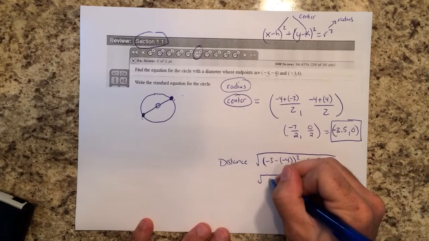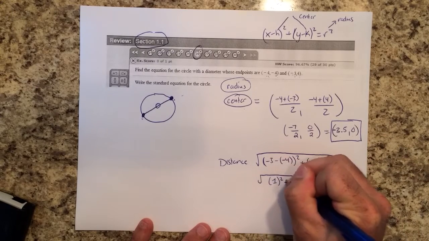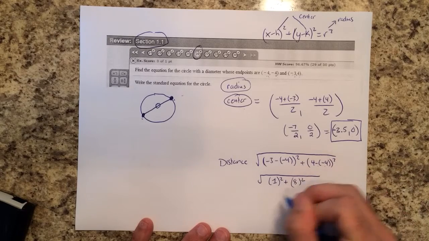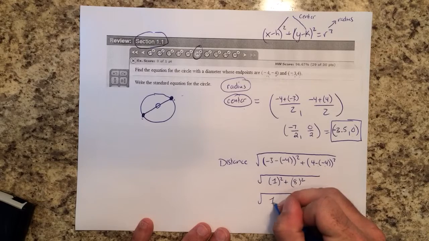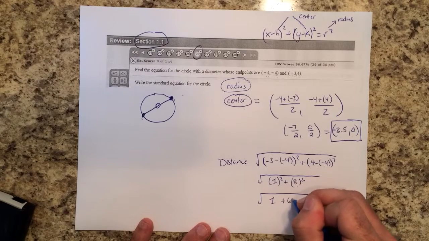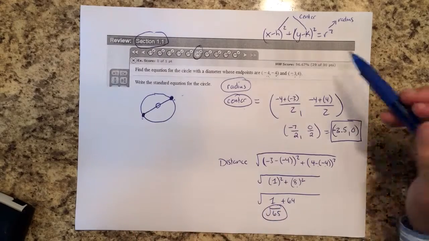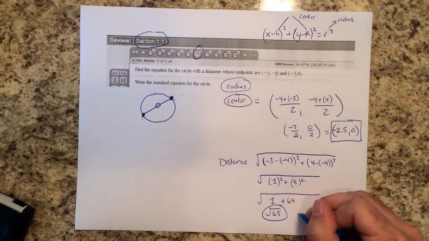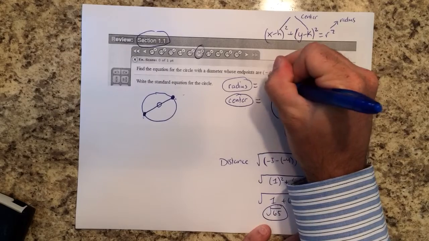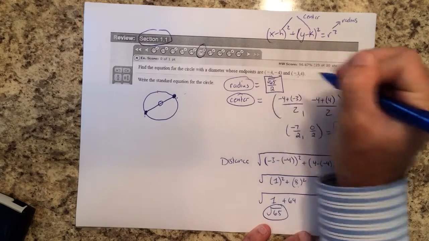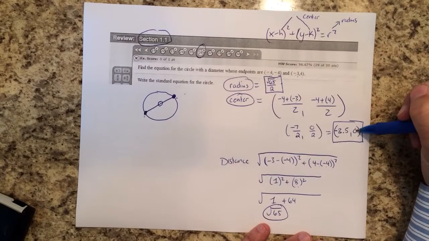-3 minus -4 gives me 1. 4 minus -4 gives me 8. 1 squared is 1. 8 squared is 64. That gives me the square root of 65. That's the distance of the diameter. To find the distance of the radius, I need to take that square root of 65 and divide it by 2. So I've got the two things I need, the radius and the midpoint.